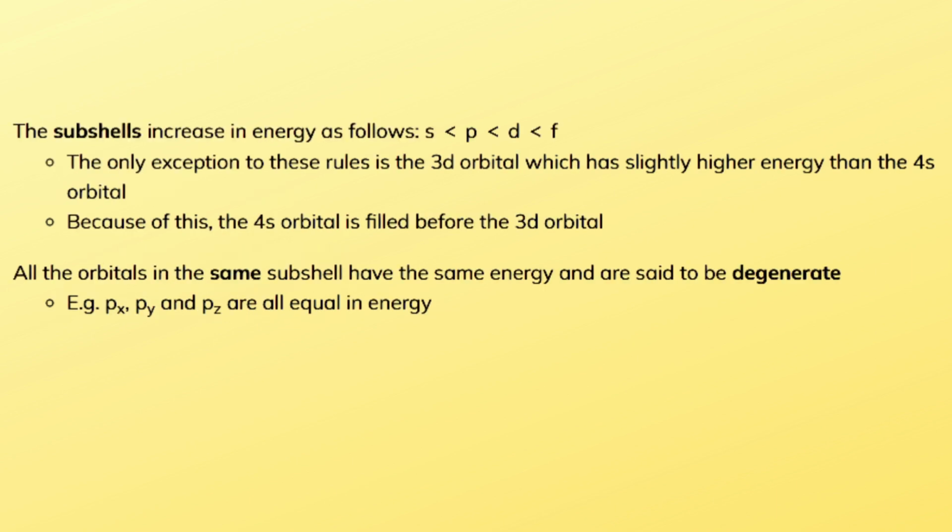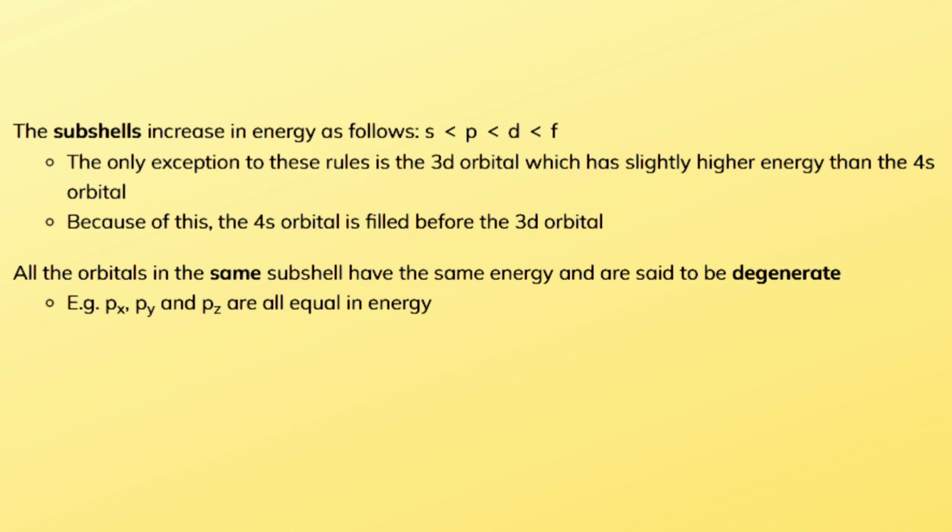These subshells increase in energy as follows: s, p, d and f. So the lowest in energy is s, then p, then d, then f. The only exception to these rules is the 3d orbital, which has slightly higher energy than the 4s orbital. This is a point to be noted. Therefore, the 4s orbital is filled before the 3d orbital when you write the electronic configuration. You should follow this rule in the case of 3d and 4s.